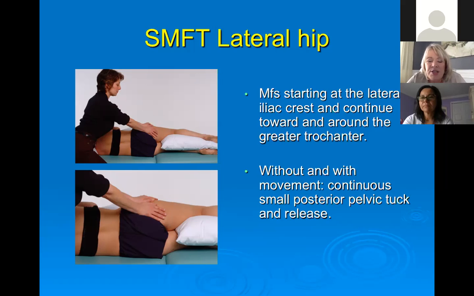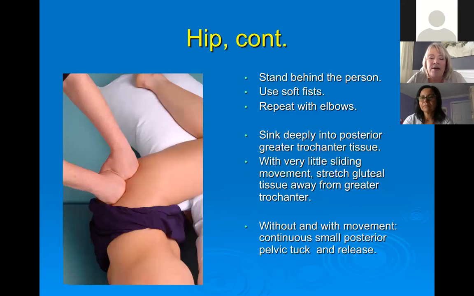fascia. And she does that with and without movement. And the movement is a small posterior pelvic tilt and release. So she starts off in the area of the glutes and also can stand behind the person, this time using soft fists, can repeat with the elbows to sink into the posterior tissue of the greater trochanter. There's very little sliding motion, so basically stretching the gluteal tissue away from the greater trochanter, again, with and without motion of the pelvic tilt.